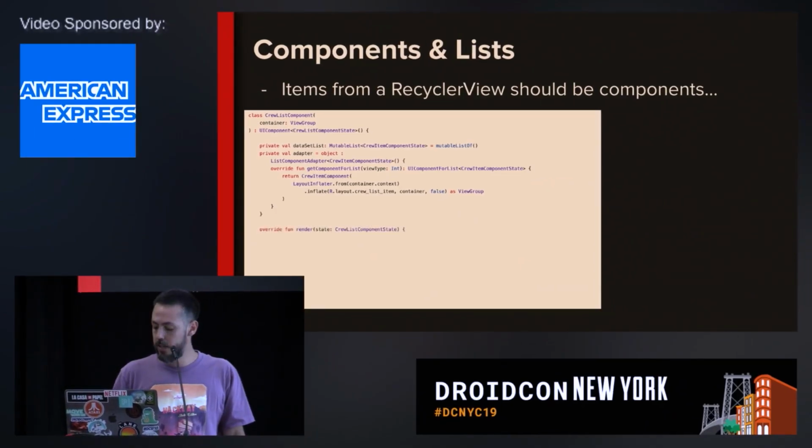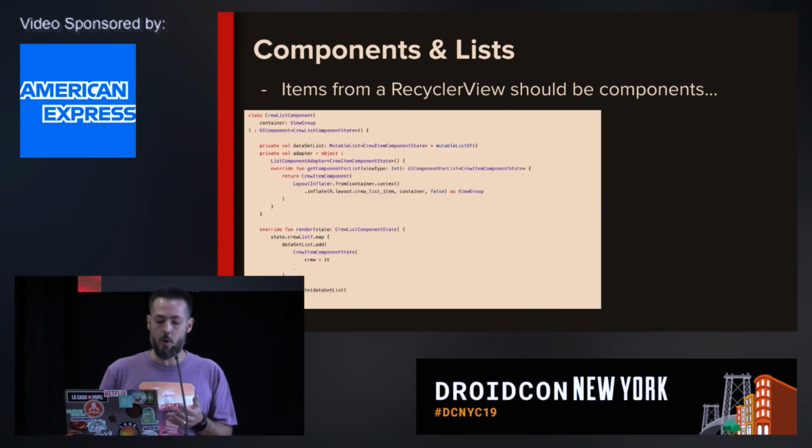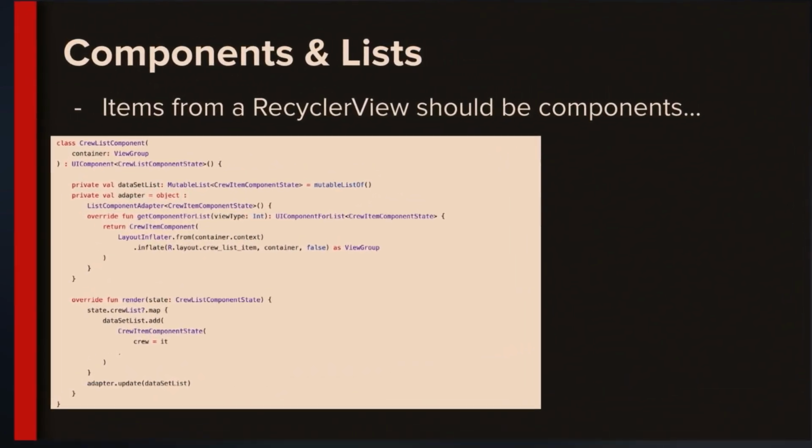And then we have the render of the list. The render of the list will get the data from the state. It will map through, and it will set our data set, and then we call the adapter.update with that data. And that's pretty much it. There are no complications here. We abstracted away all the complexity from the recycle view, and that looks exactly like any other component that we have in our app.